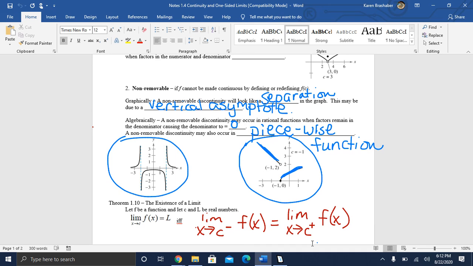So the very first condition for continuity is that the limit has to exist. For a limit to exist, this has to be true: that from the left and from the right, as you approach a certain x value, those two limits have to equal the same number. We'll do a new video to move on to the backside of these notes.